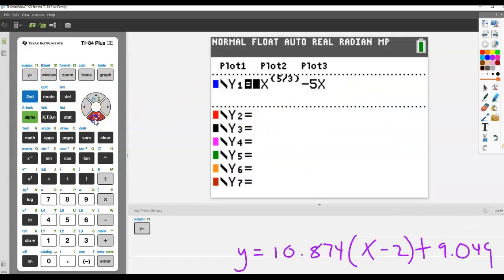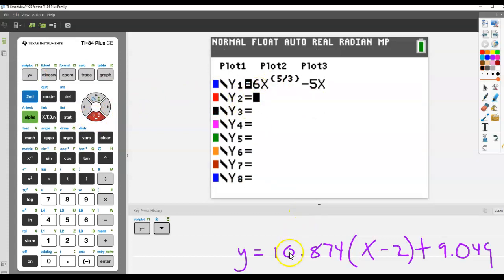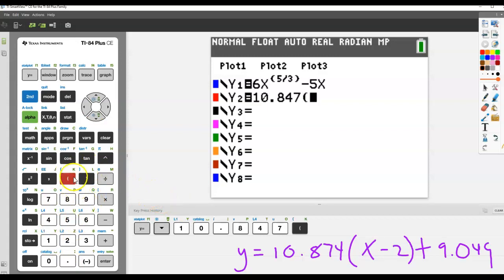And go ahead and push the down arrow to get to y2. And we're going to type in this expression down here, which is the equation of the tangent line. So it's going to be 10.847 parentheses x minus 2. And by the way, you have to be very careful when you're typing these things in.